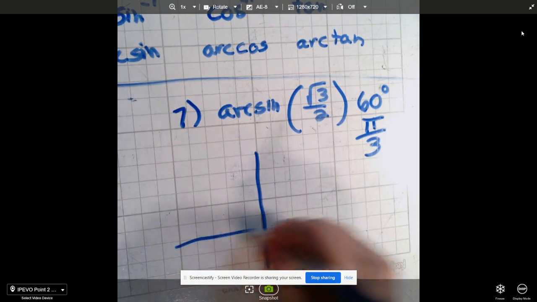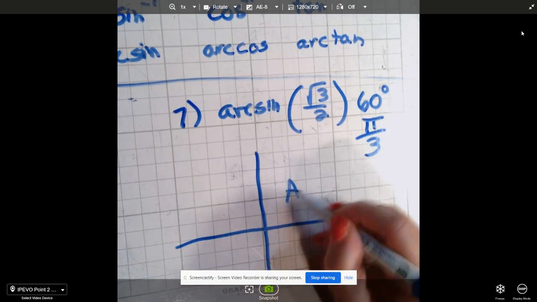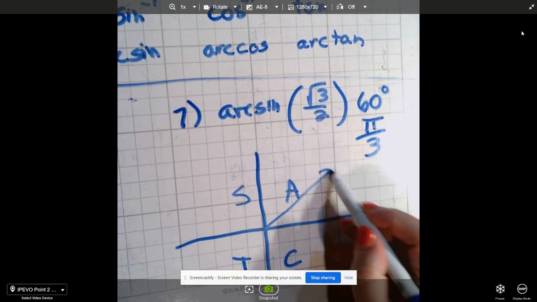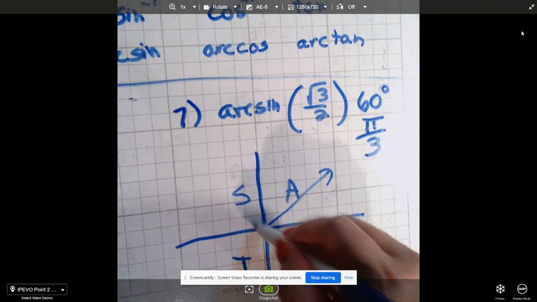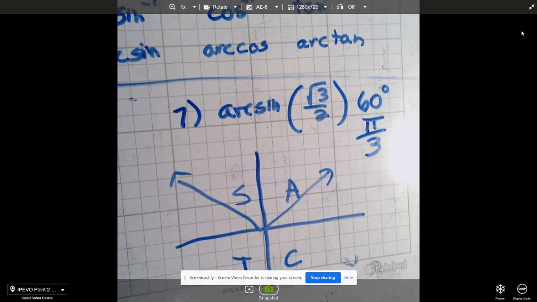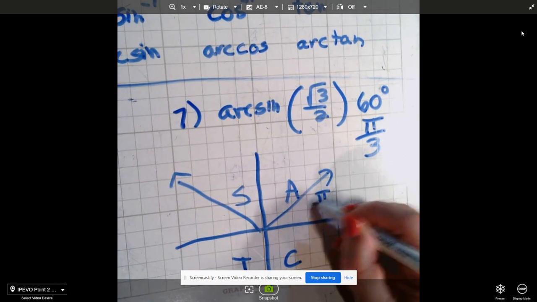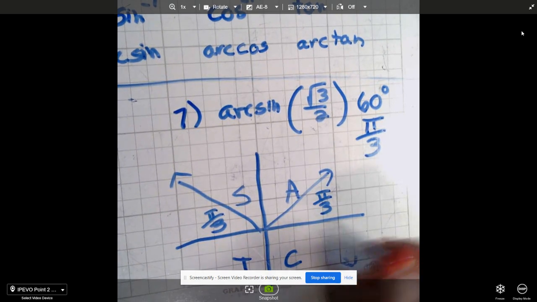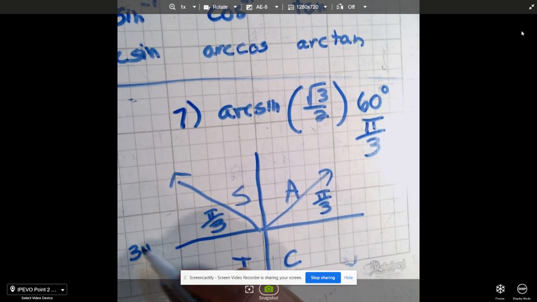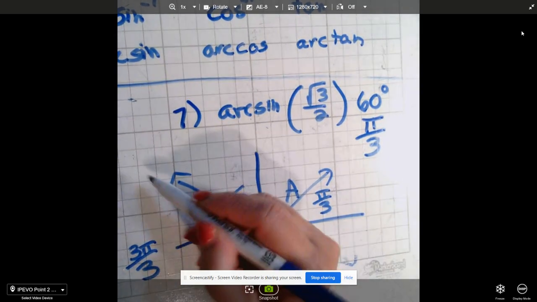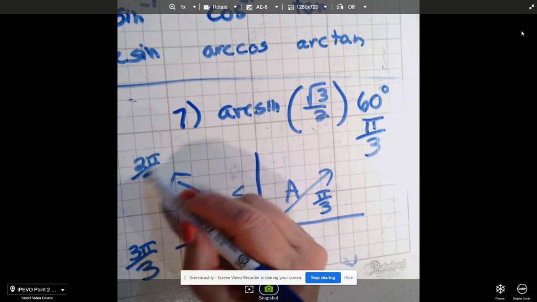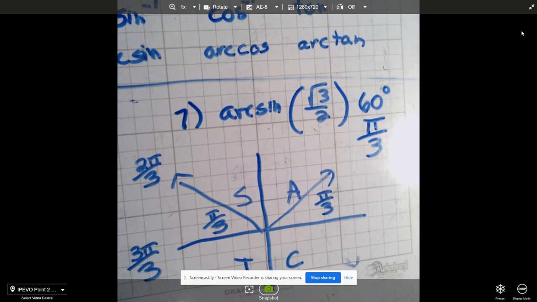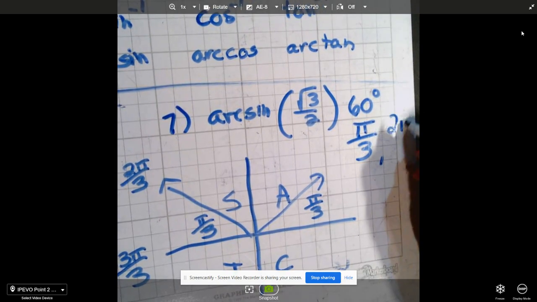But then you have to think, where else is the sine positive? Because square root of 3 over 2 is positive. So it's positive in this quadrant, but it would also be positive in this quadrant. So if this is pi over 3, this would be pi over 3. If you remember from talking about thirds, this would be 3 pi over 3, which means this one up here would be 2 pi over 3. So it's going to be at 2 pi over 3 as well.